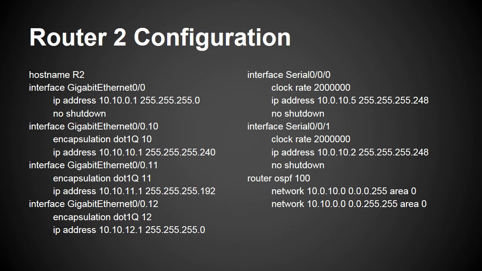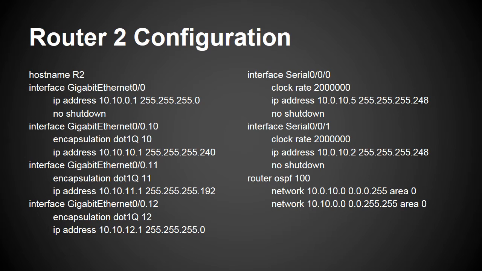Router 2 was configured with hostname R2. Interface gigabit 0 was given the IP address of 10.10.0.1 with a 255.255.255.0 subnet mask. Subinterfaces were created for each VLAN. Using .1Q trunking, subinterface gigabit 0.10 was assigned to VLAN 10 and given IP address for the router interface of 10.10.10.1 with a subnet mask of 255.255.255.240.